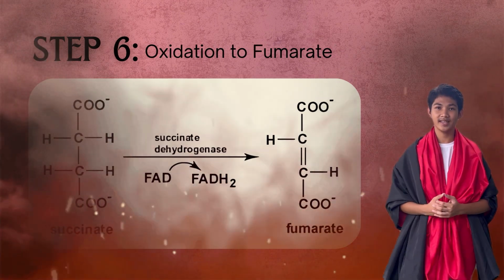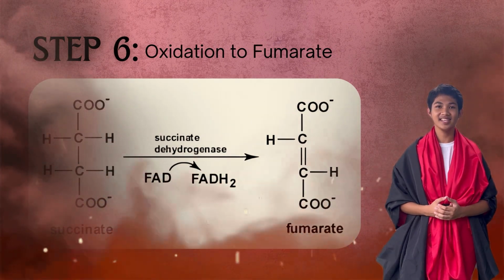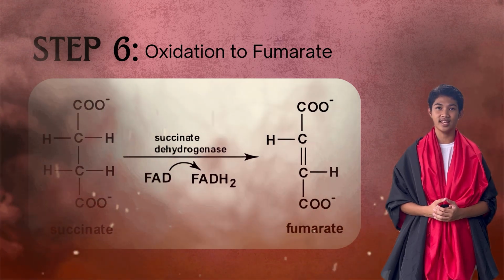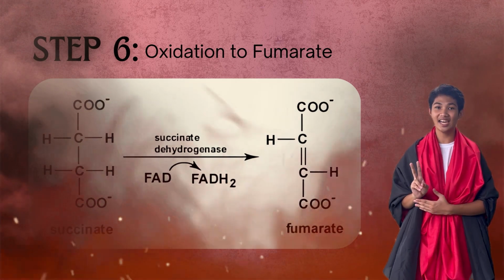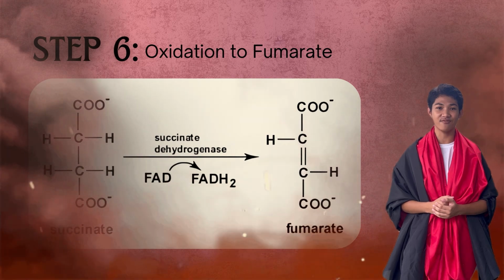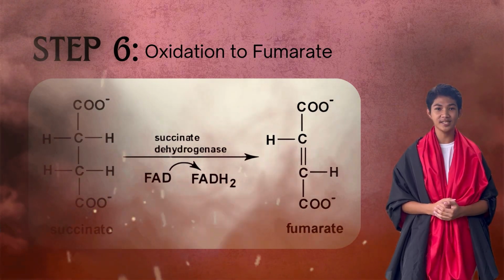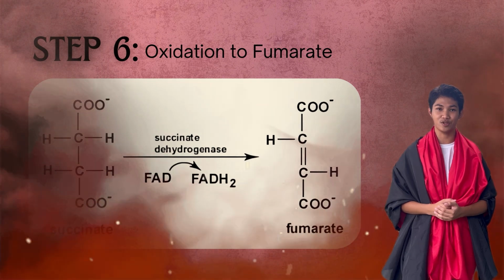The sixth step is oxidation to fumarate. The enzyme succinate dehydrogenase oxidizes succinate into fumarate. As this happens, 2 hydrogen atoms are transferred to the electron carrier FAD, forming FADH2, which will later contribute to ATP production during the electron transport chain.